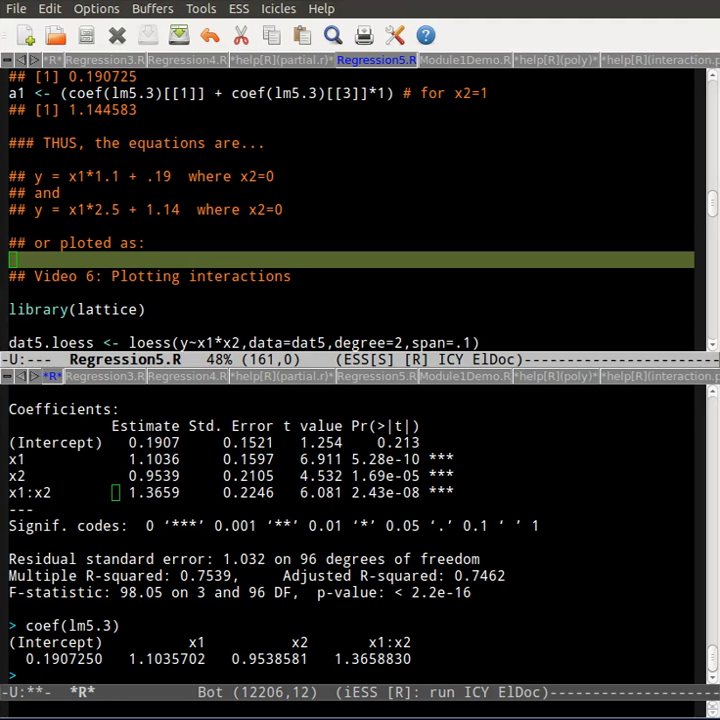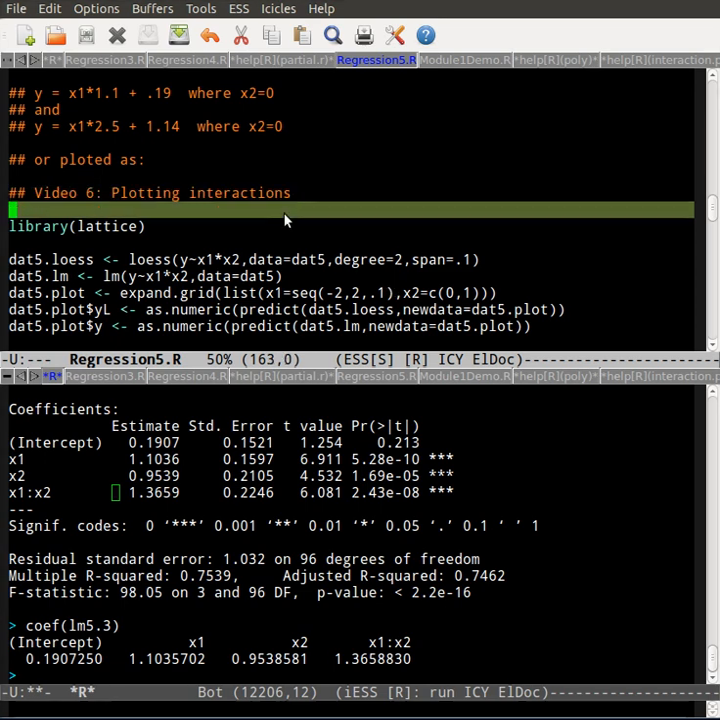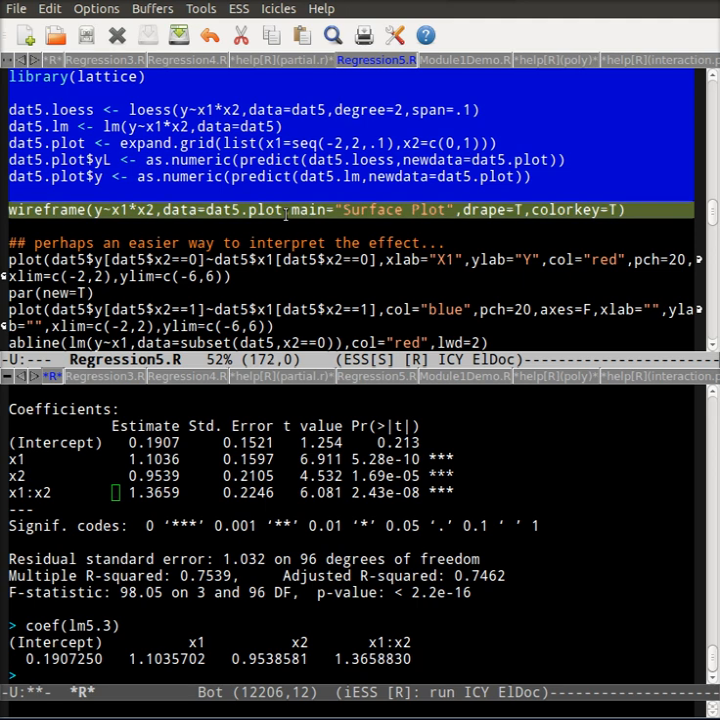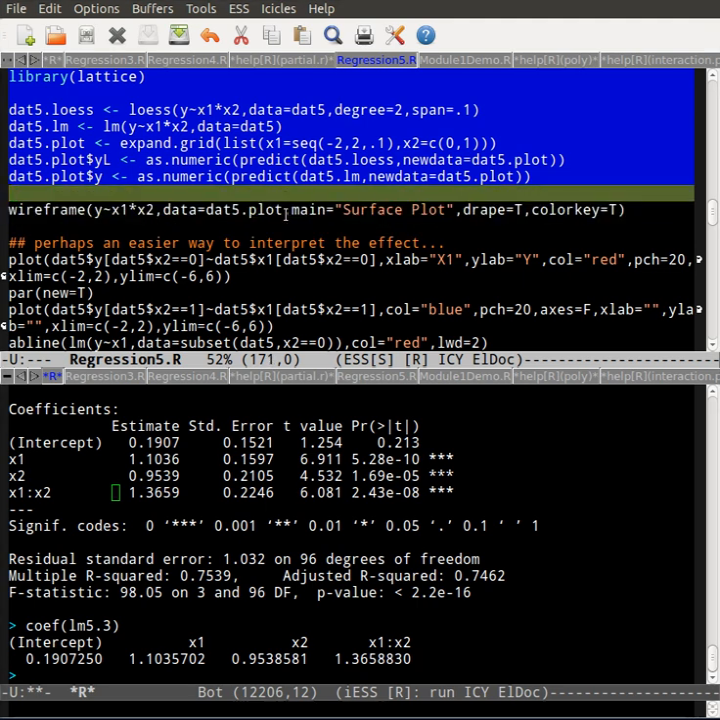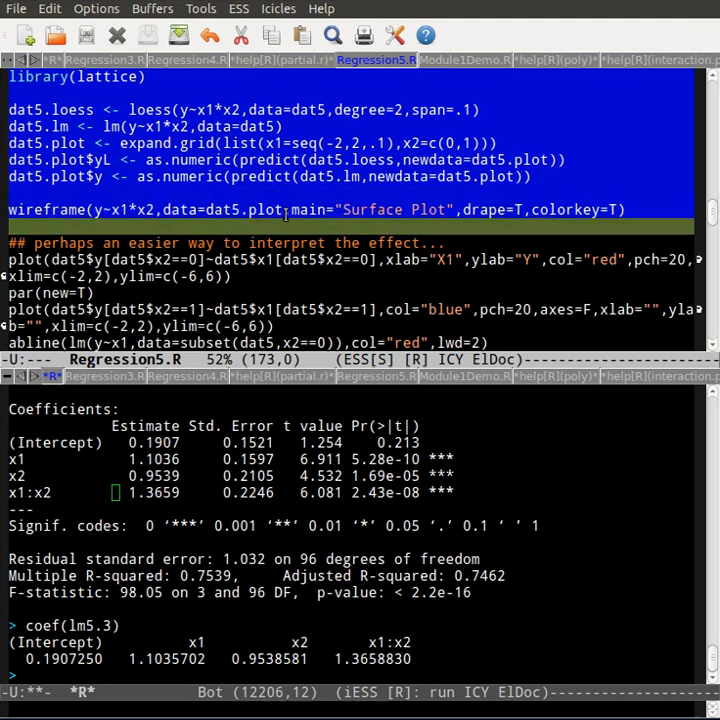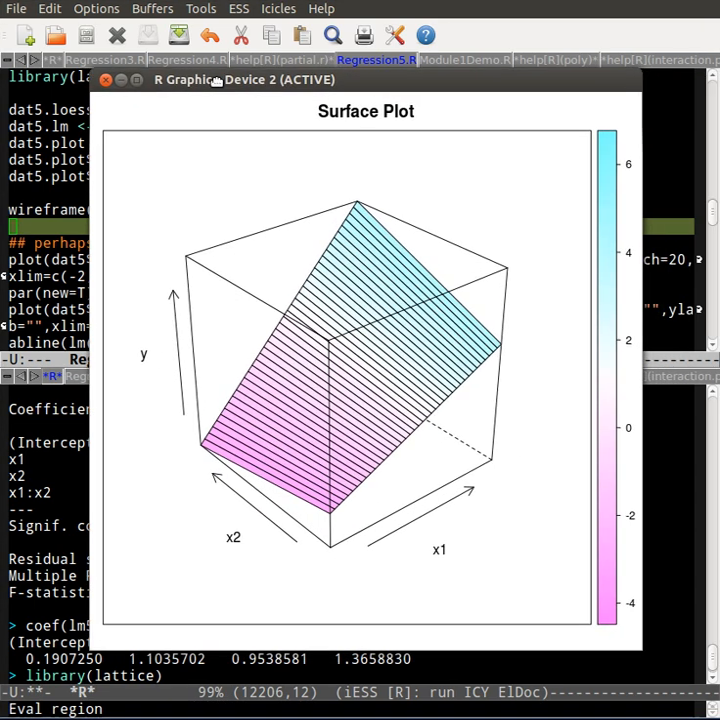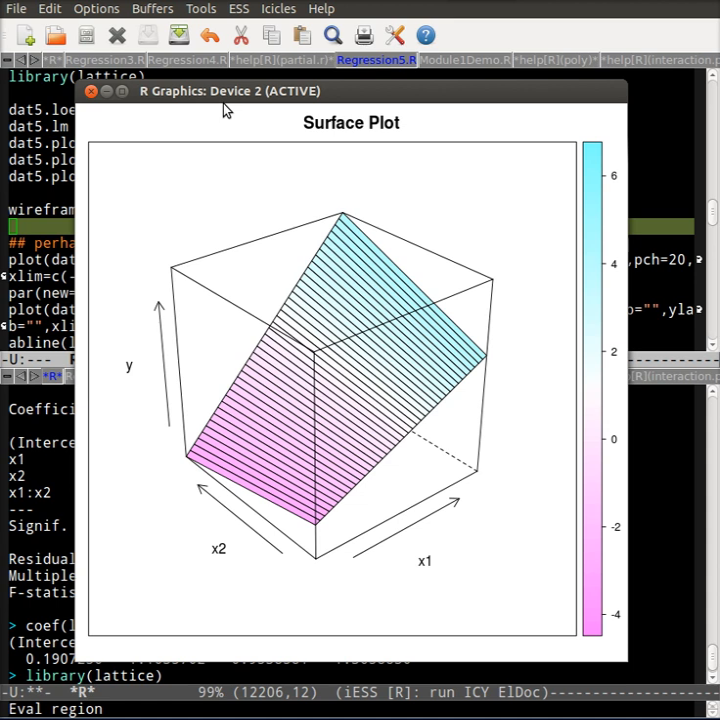Plotting interactions can be quite interesting. So in order to do this, first I'm going to show you a complicated plot and perhaps what not to do. This is a plot that's available. I'm going to bring this in. And this is a surface plot.